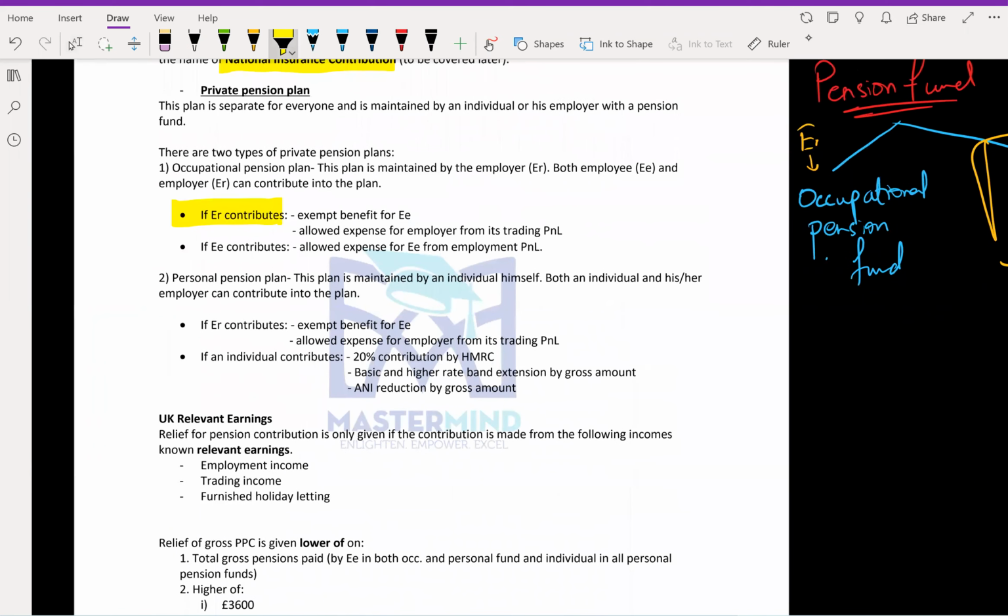If employer contributes, okay, exempt benefit for employee, that means the benefit will not be taxable. This is something that we will look at under employment income as well. Okay. And it's an allowed expense for the employer from its trading P&L. This is something that we look at in income from self-employment. That's a separate topic. And similarly, this is something we look at under employment income topic as well. Allowed expense for employee from employment P&L, right? So we don't need to focus on this right now. We'll look at it later on.